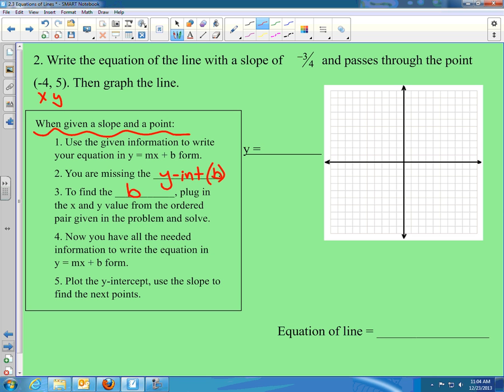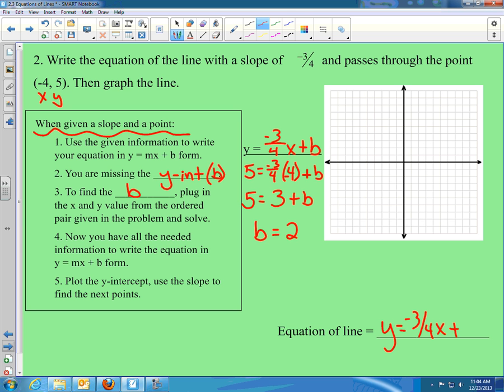So we have y equals negative 3/4 x plus b. Gotta find that b. So 5 is our y, equals negative 3/4 times our x, which is negative 4, plus b. So we have 5 equals, well, negative 3/4 times negative 4 turns into a positive 3, plus b. So our b must equal 2. So the equation of our line is y equals negative 3/4 x plus 2.